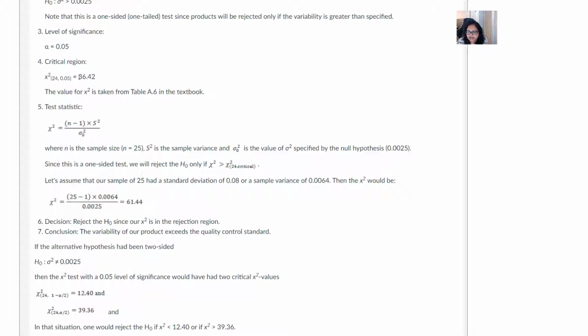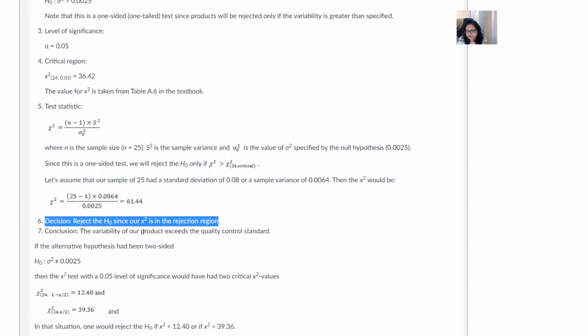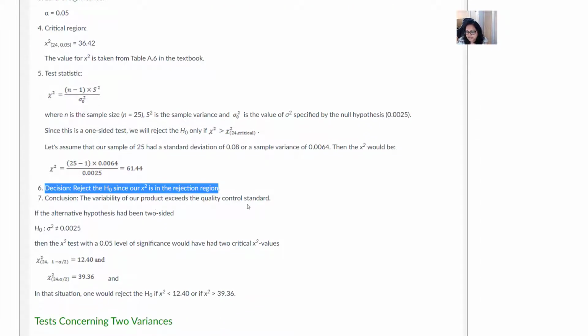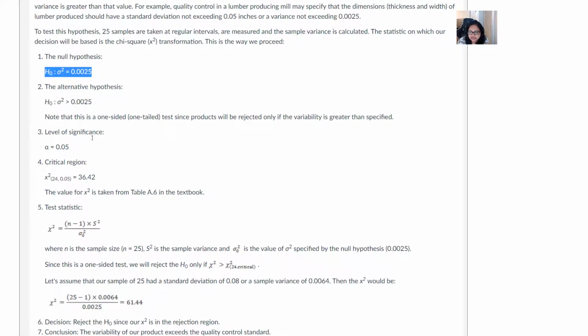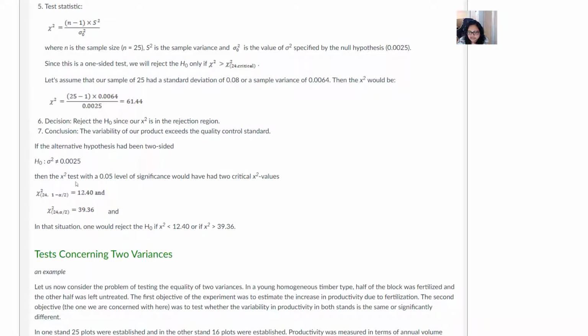So you can see that the value we found from the critical table is 36.42, but from the test statistic we found it is 61.44. That means it's way above the critical value. That means it's falling into the rejection region. Okay, so that's why we say that the variability of our product exceeds the quality control standard. That means the null hypothesis is rejected, so we go for the alternative, and then we state what we found in our hypothesis testing.